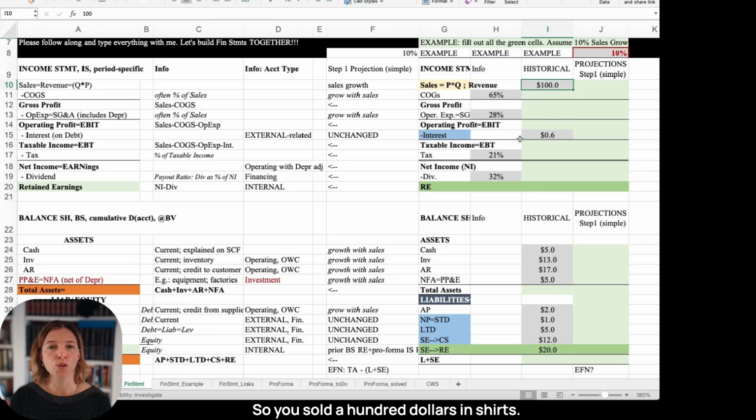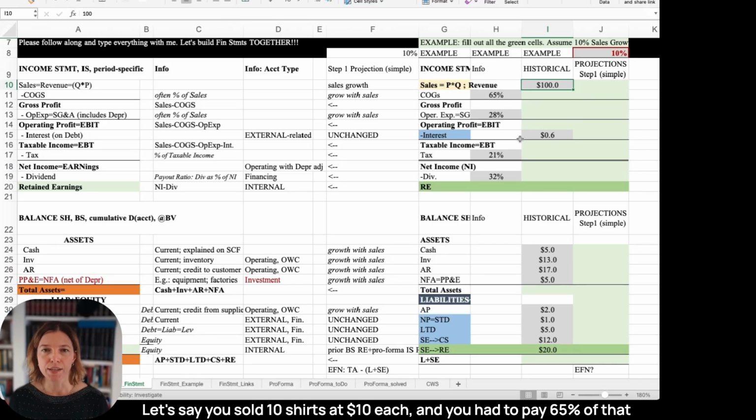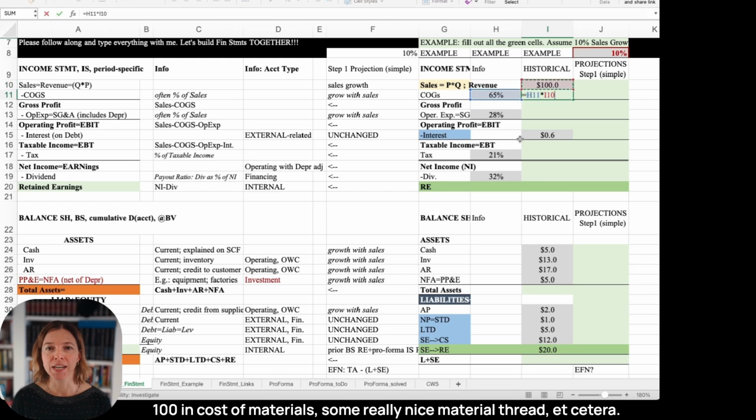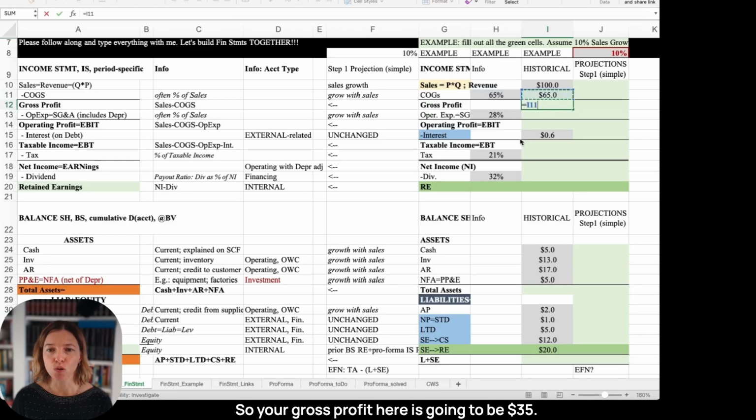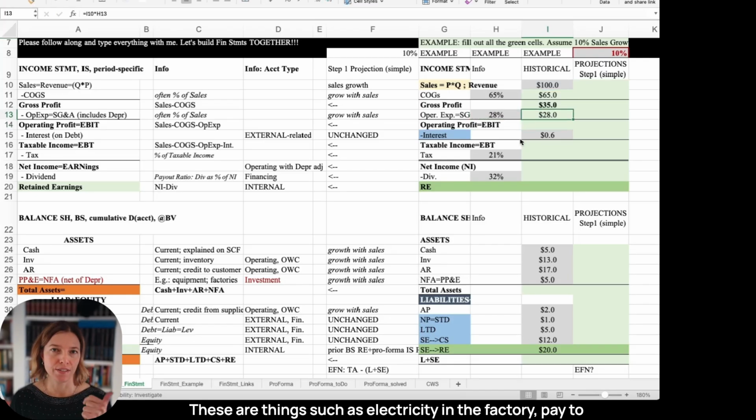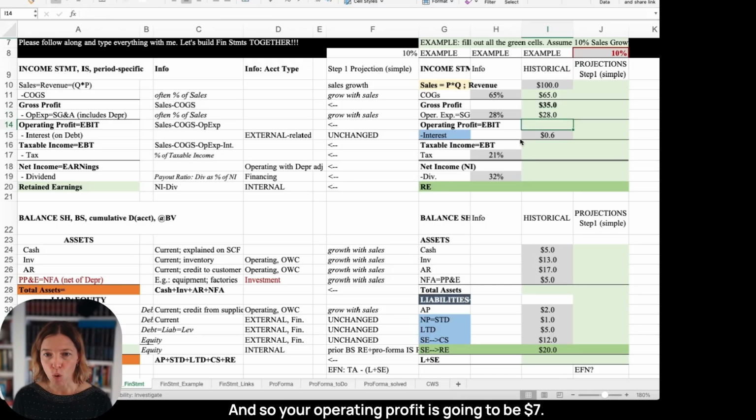So you sold $100 in shirts. Let's say you sold 10 shirts at $10 each, and you had to pay 65% of that 100 in cost of materials, some really nice materials, thread, etc. So your gross profit here is going to be $35. Then you spend 28% of sales as operating expenses. These are things such as electricity in the factory, paid to your secretaries, advertising campaigns for your shirts. And so your operating profit is going to be $7.